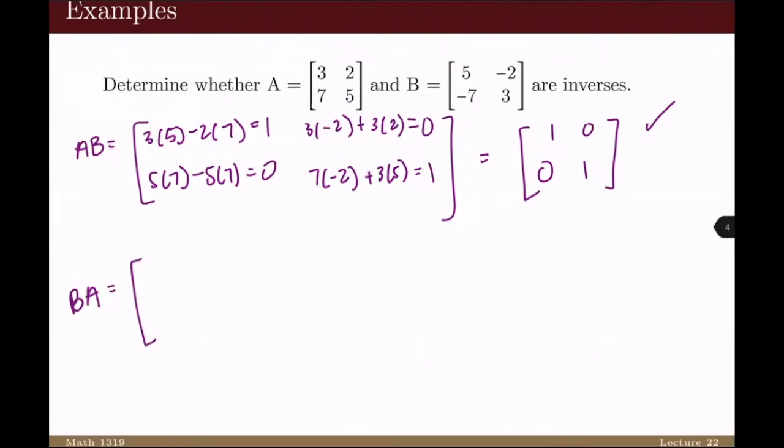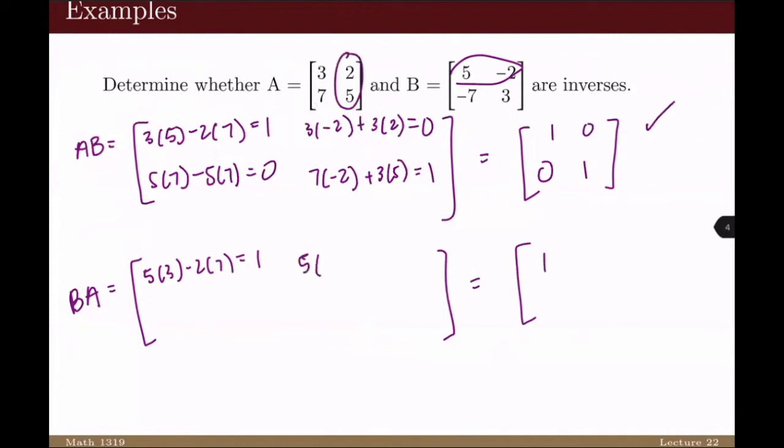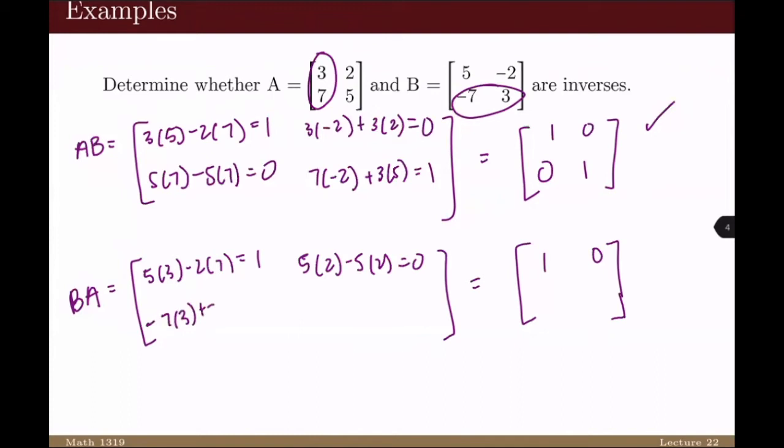So B times A is going to be row 1 times column 1. So we get 5 times 3 minus 2 times 7, which is 1. And then we want to do row 1, column 2. So that's going to be 5 times 2 minus 5 times 2 is 0. And then we want to do row 2, column 1. So we get negative 7 times 3 plus 7 times 3, which is 0.